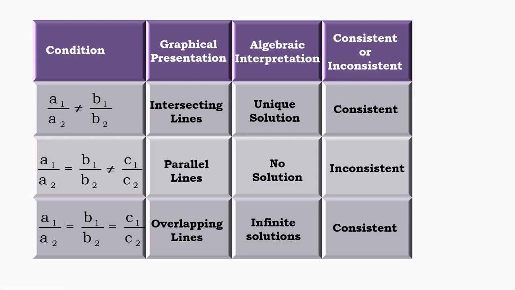Final understanding. This table clearly shows that by simply comparing coefficients, we can determine whether lines intersect, are parallel, or overlap. Whether the system has one solution, no solution, or infinitely many solutions. Whether the system is consistent or inconsistent. This makes solving and analyzing linear equations much easier and faster. Great work! You now have a complete understanding of graphical and algebraic interpretation of linear equations.